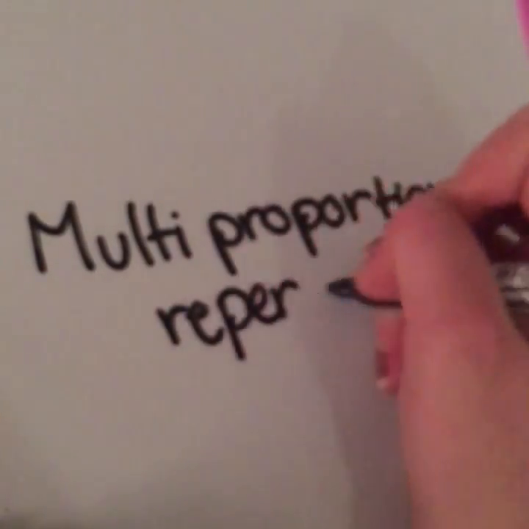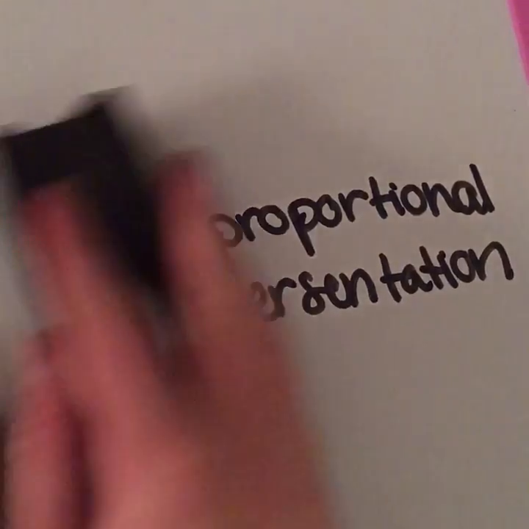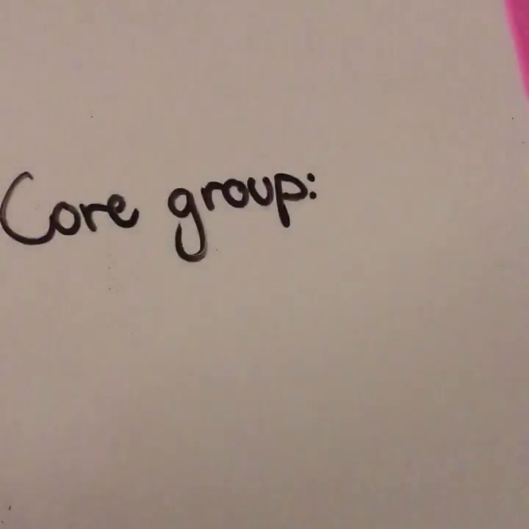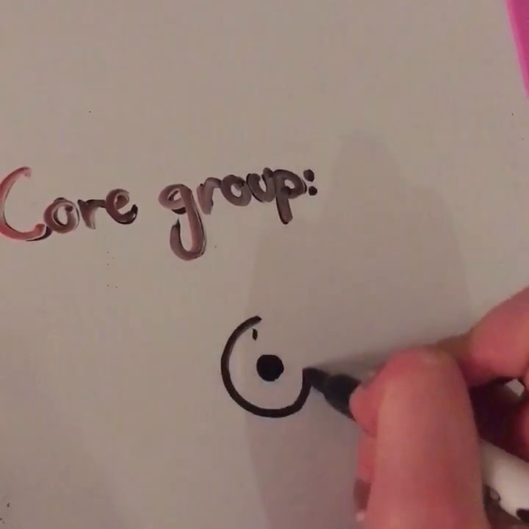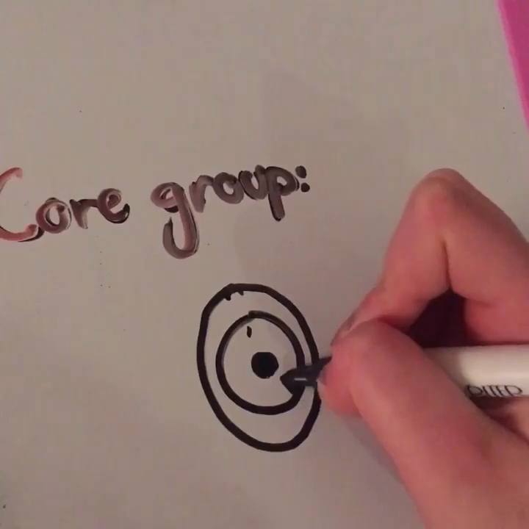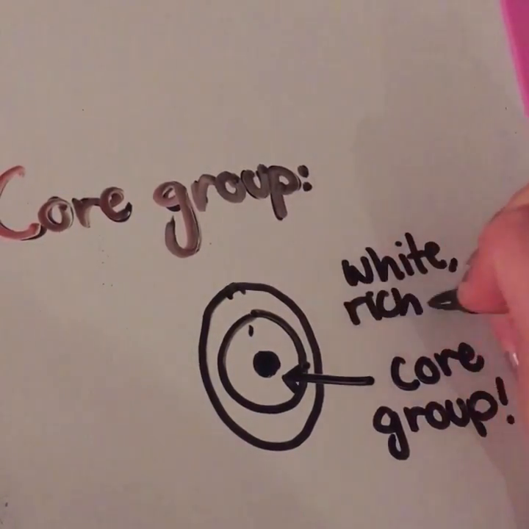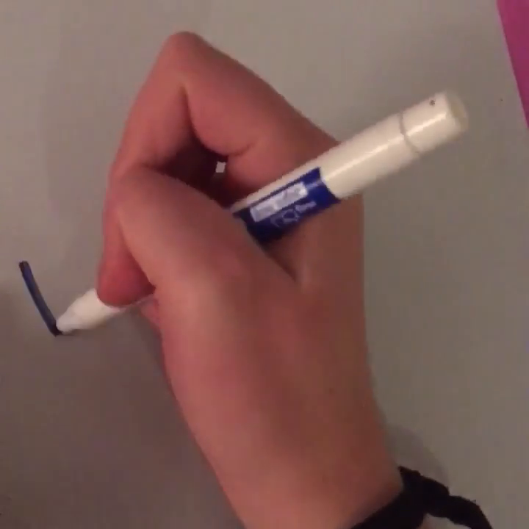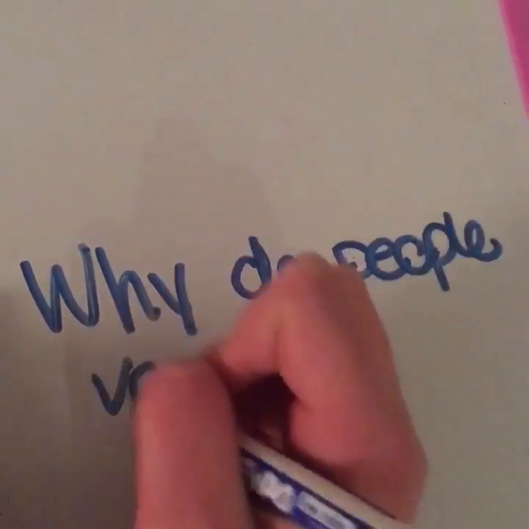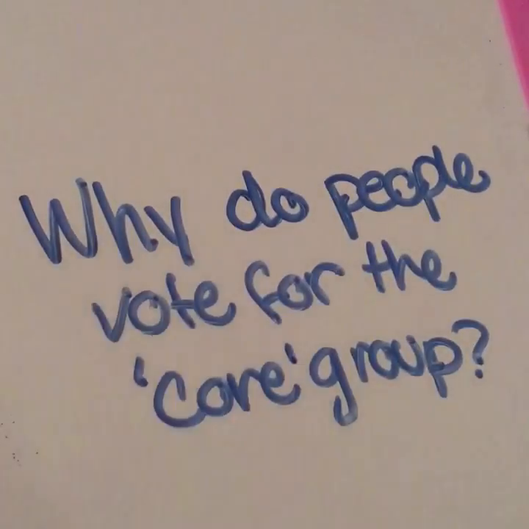But why is this? Well, let's look at something called the core group. The core group is a term used in the government a lot. At the core of this group is typically white, heterosexual, rich men. But why do people vote for this core group? And why is there a core group? Well, let's take a look.